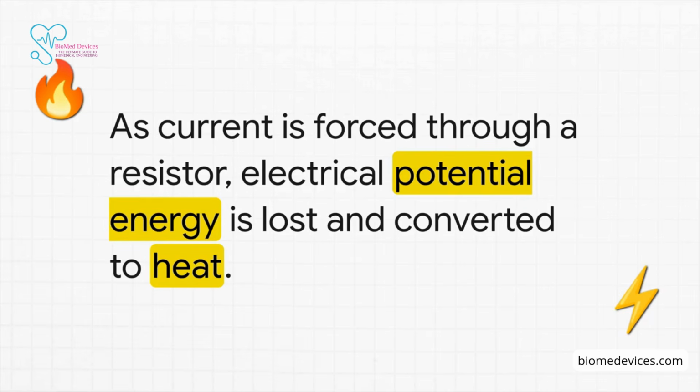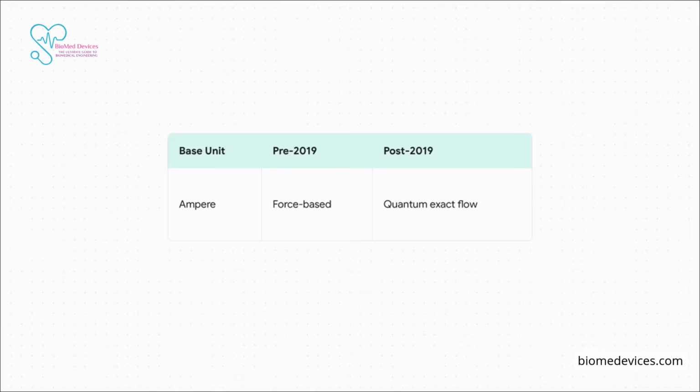That heat generation is described by Joule's law. As current is forced through a resistor's material, electrical potential energy is lost, and it's converted directly into heat. The resistance doesn't consume the charge, it consumes the energy of the charge. And this isn't just a byproduct. It's exactly how electric heaters work, and it is something you must manage incredibly carefully when designing medical circuits.